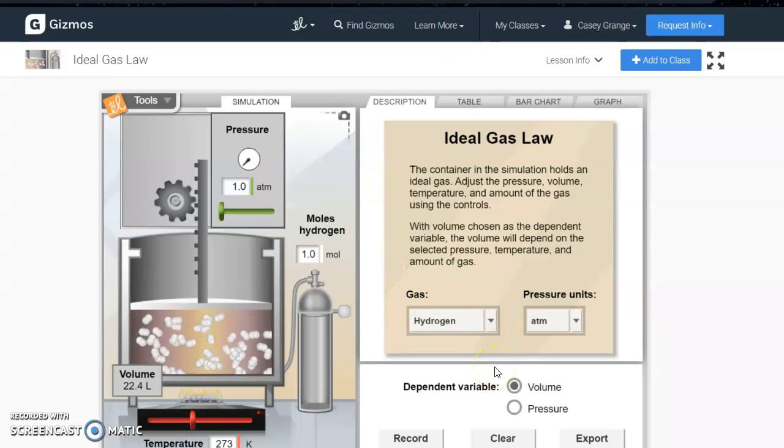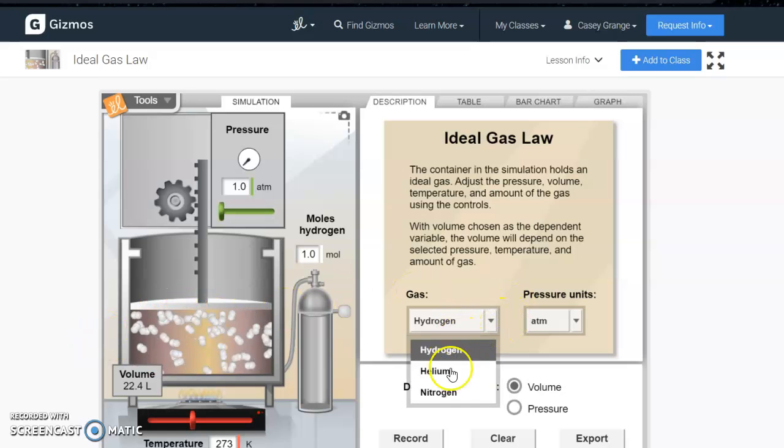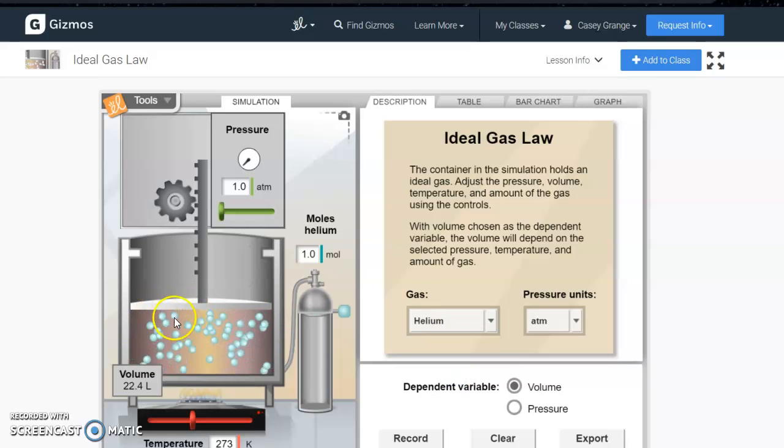We can think about this simulation here where we have some pressure related to some volume. Here we have some particles. I'm going to change the particle. These are hydrogen. If you notice, there's two little circles. I'm going to change this to helium. Helium is a noble gas. It doesn't bond to other things, so those are just single atoms.